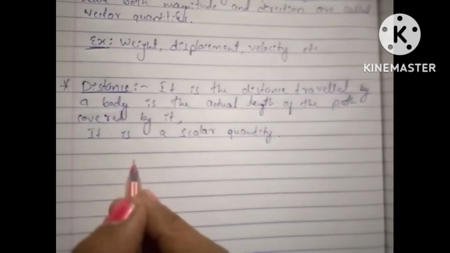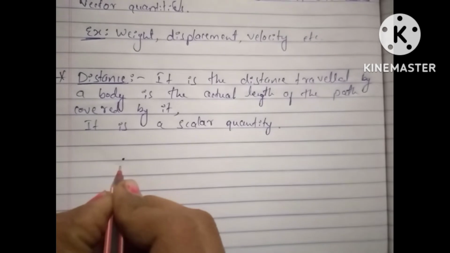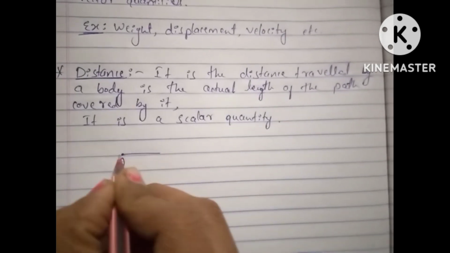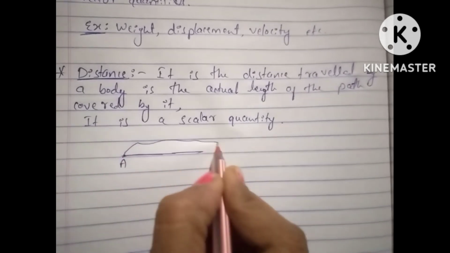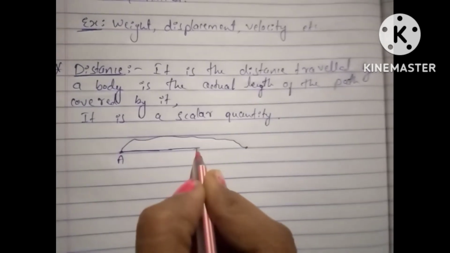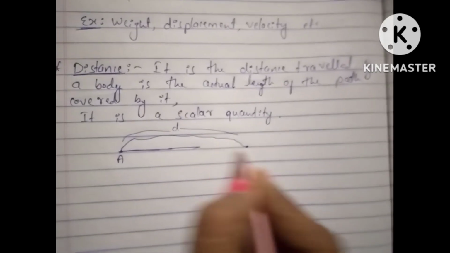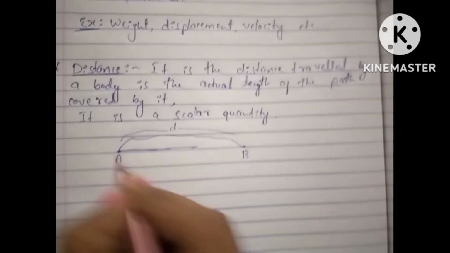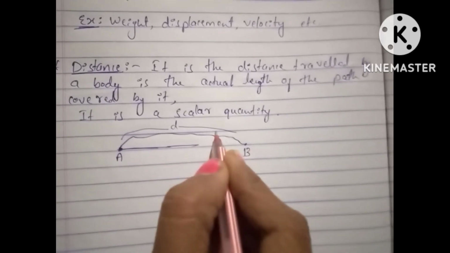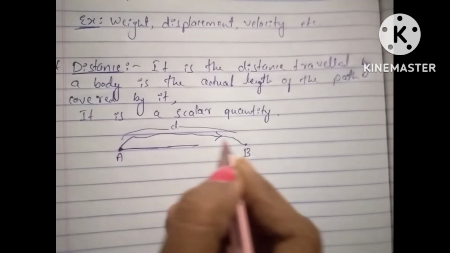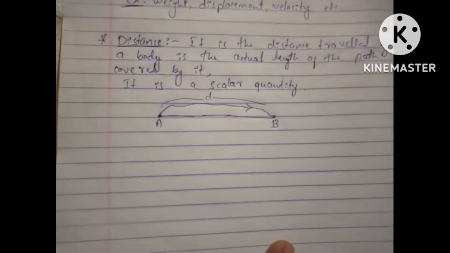The distance is the distance traveled by a body of a total length, and this one is called as the total distance. A point A moves along the path this way, and this distance is called as the distance.